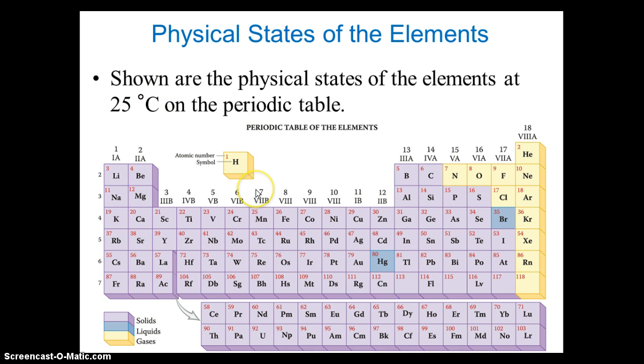These are the physical states of elements at room temperature, 25 degrees Celsius, on the periodic table. You can see all the purple elements are metals. They are solids. Hg and Br, the blue ones, are liquids. And the yellow ones, for example nitrogen, oxygen, fluorine, chlorine, all the noble gases, and even hydrogen, are in gaseous states.